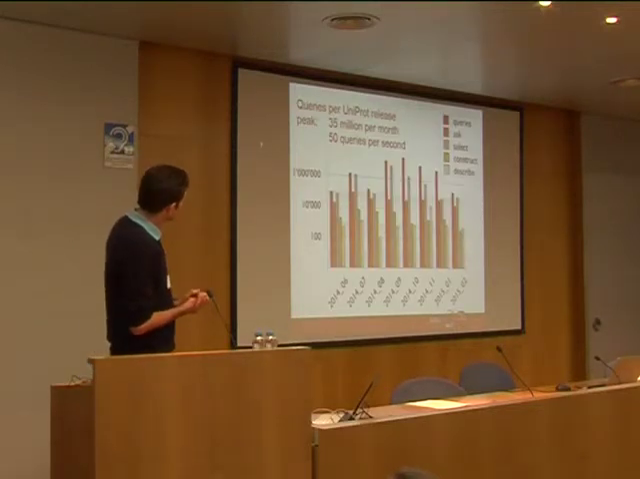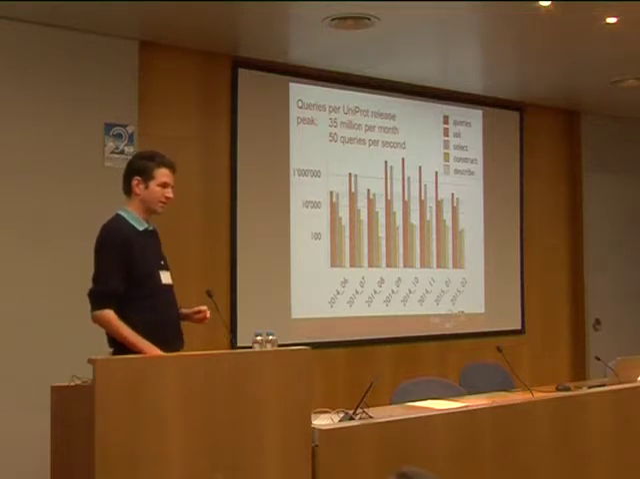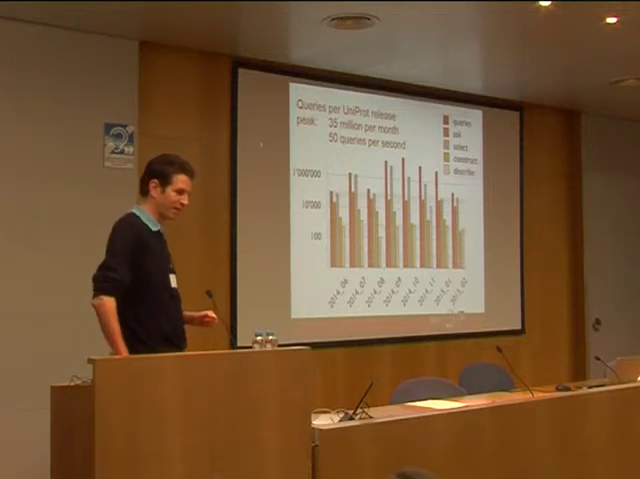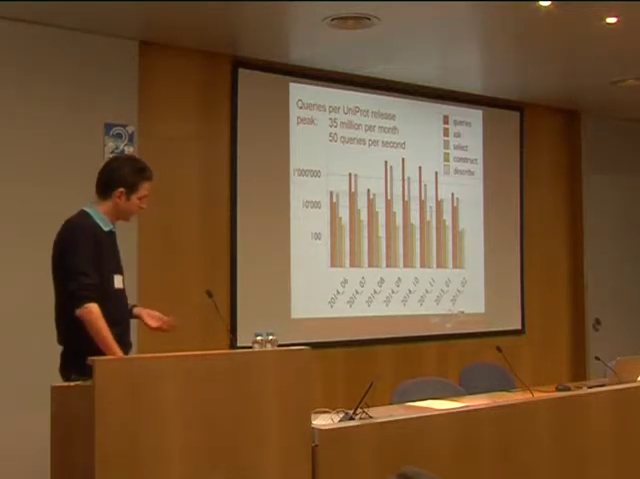These are not quite months, but these are queries per UniProt release. They're on a log scale. That already says that the amount of queries per month varies a lot. So the peak was 35 million in a month. That peak ends up being about 50 queries per second. This is over public HTTP traffic.